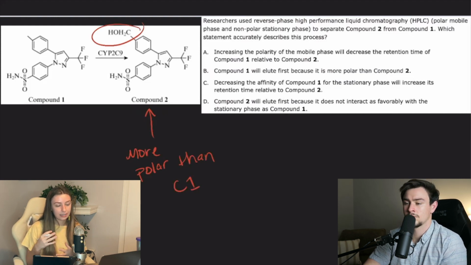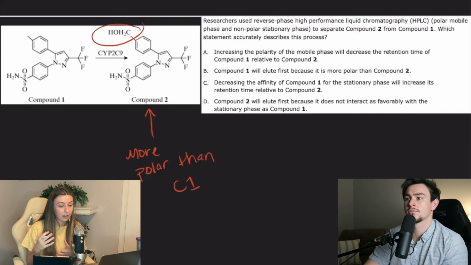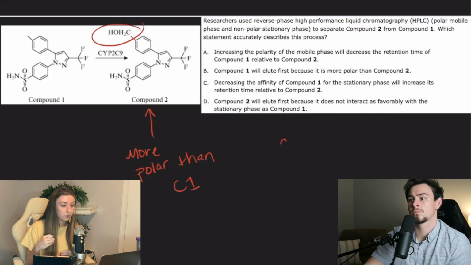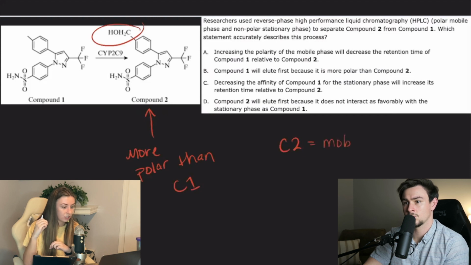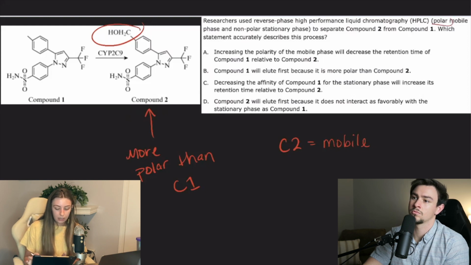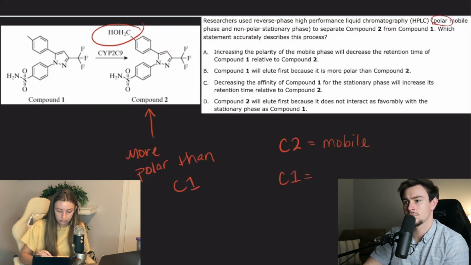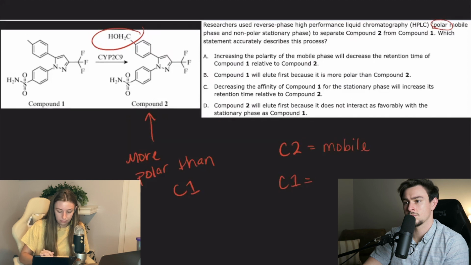So compound 2 is more polar. That means compound 2 is going to stick with the mobile phase more. I hope that makes sense to everyone, because the mobile phase is the polar one. And compound 1 is going to stick more so, slightly more so, because it's just one alcohol group difference, right? But it's going to stick more so with the non-polar stationary phase.